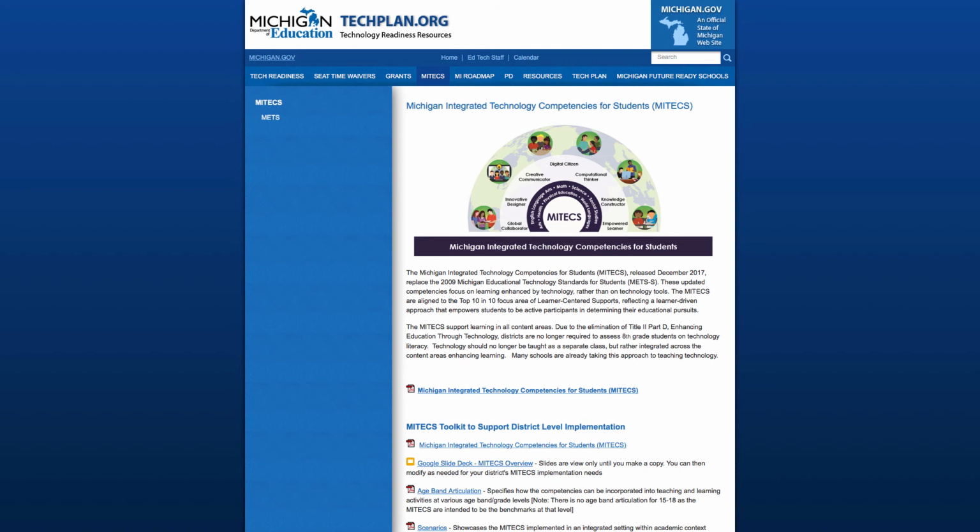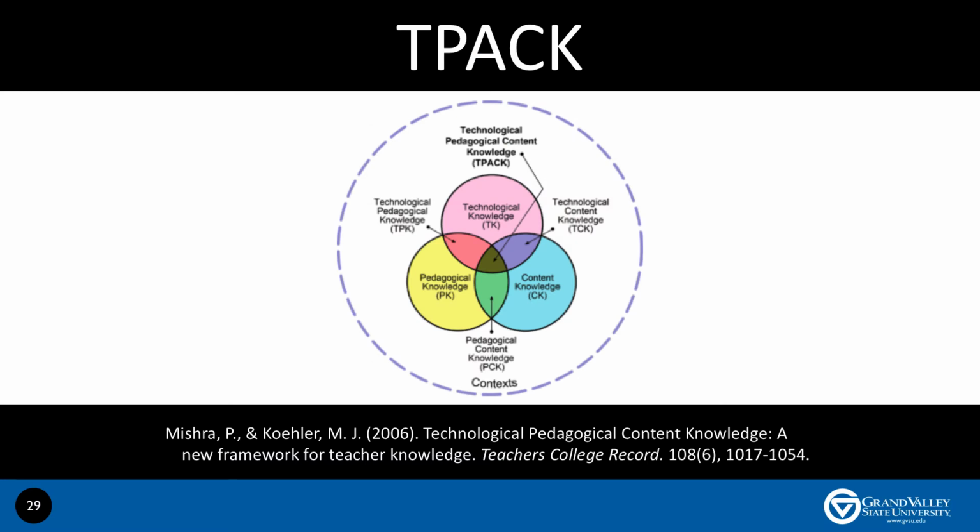So far what we have done is we have focused on the competencies students need for the 21st century. Let's quickly look at what teachers need. Mishra and Koehler out of Michigan State University proposed the TPAC framework in 2006. The Technological Pedagogical Content Knowledge framework attempts to capture the essential qualities of knowledge and skills required by teachers for technology integration.